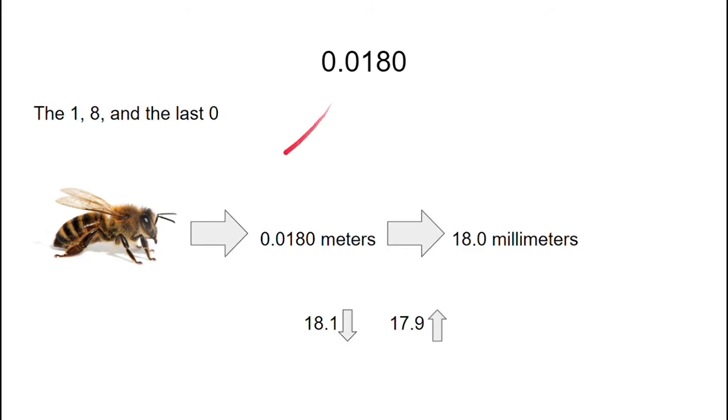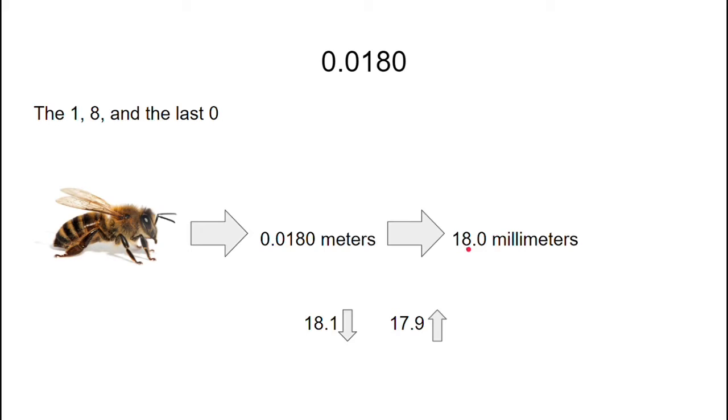So let's say the size of a bee is 0.0180 meters. That's the same as saying 18.0 millimeters. So we just drop the first two zeros. You wouldn't say 0018.0 millimeters because that's just silly. You don't say you ran 0002 miles. That's just the same as saying you ran 2 miles. Okay, so let's continue with the 18.0 millimeters.